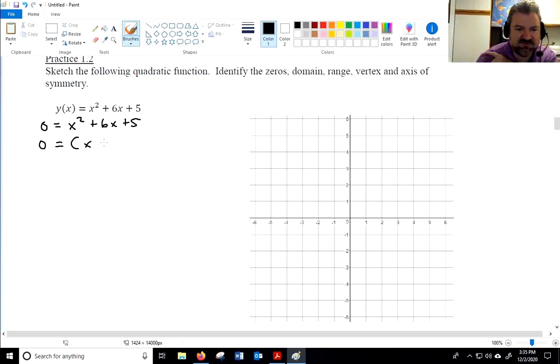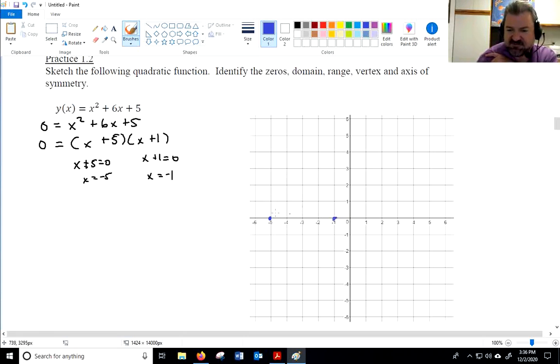So we have x plus 5 if I factor this, and x plus 1. Well, then that's going to give me x plus 5 equals 0, so x equals negative 5. x plus 1 is equal to 0, so x equals negative 1. So negative 5 and negative 1.